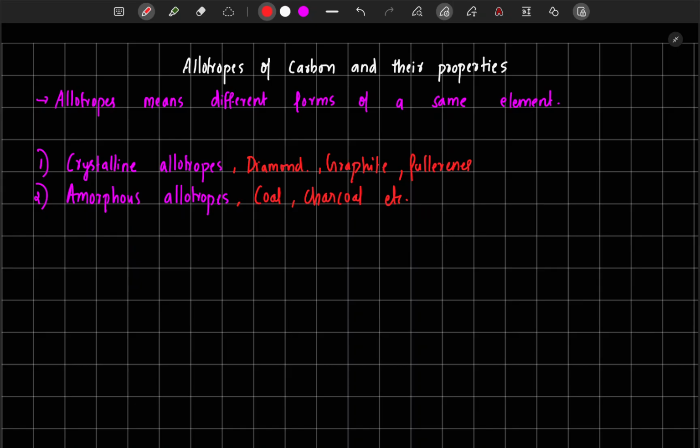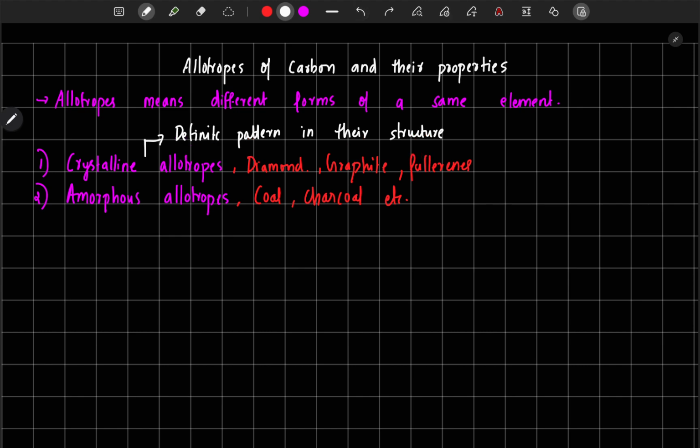Okay, so that means carbon on earth can exist in different forms. One of the forms is diamond, one is graphite, one is fullerene. These are also called crystalline allotropes because crystalline allotropes have a definite pattern in their structure. That means if we zoom in on the structure of diamond, graphite or fullerene, we will be able to see some pattern.